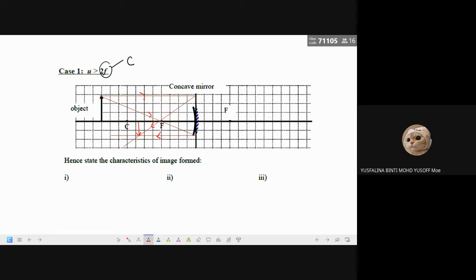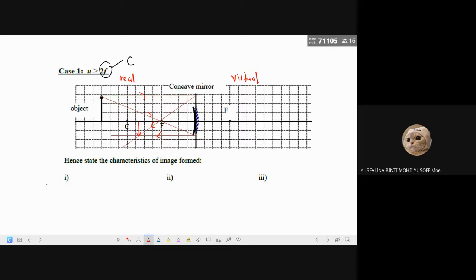Let's see the characteristics. Remember for the lens, when the object is not on the same side as the image, we call it real. But for the mirror, if the object is not on the same side as the image, we call it virtual. So here is virtual and here is real. It's opposite. If you remember for the lens, when the object is not on the same side as the image, we call it real, but in a mirror, we call it virtual. It's opposite, right? So just remember one, then the other one you can just say, oh, this one is opposite.